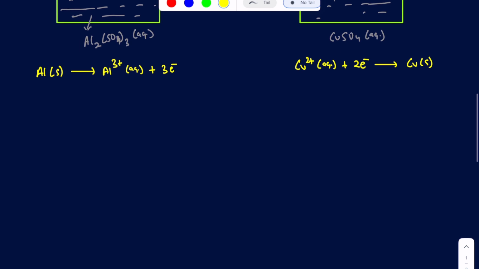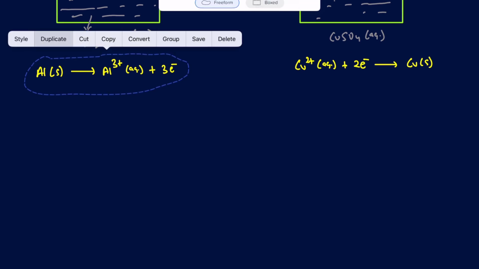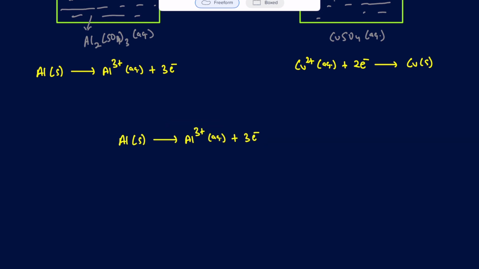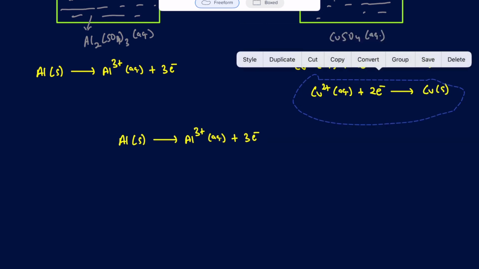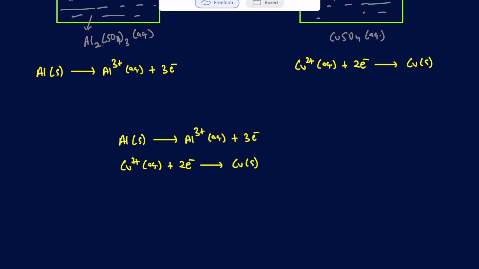So eventually what happens is that we're going to be adding both of these reactions. So let's copy this down here, and I'm going to copy this down here. Going to be adding up these two reactions in order to get the overall reaction of this whole battery. Now, one of the things you have to make sure of is that the electrons are the same.